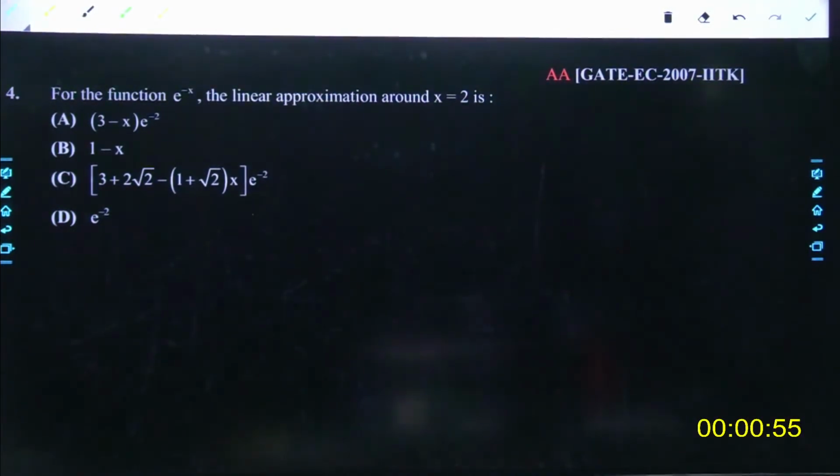I have just come out in front of the board, and now it's your turn. Tell me what could have been the best answer for this given question. It is a well designed problem where e to the power of minus x has been approximated linearly. What does linear approximation mean? That means the polynomial which you are going to use for fitting e to the power of x would have the highest degree, or the degree is 1. Tell me what could have been the best answer.